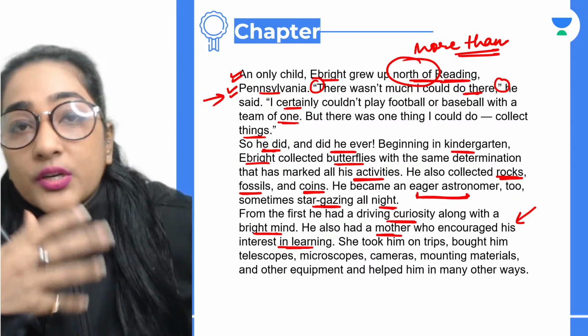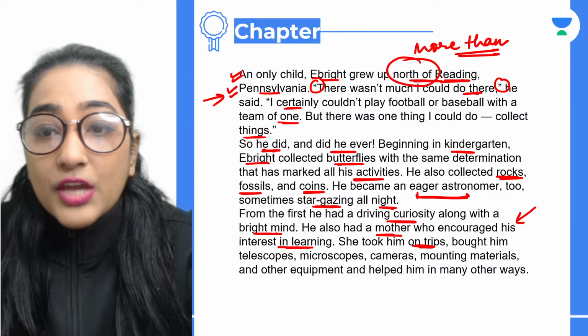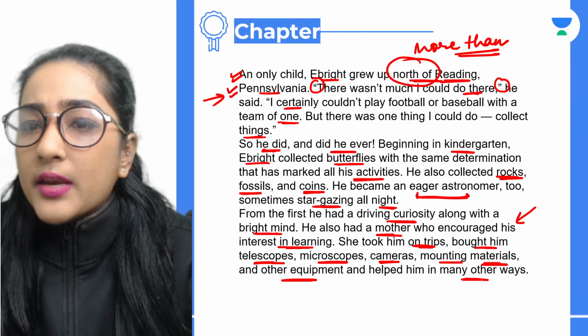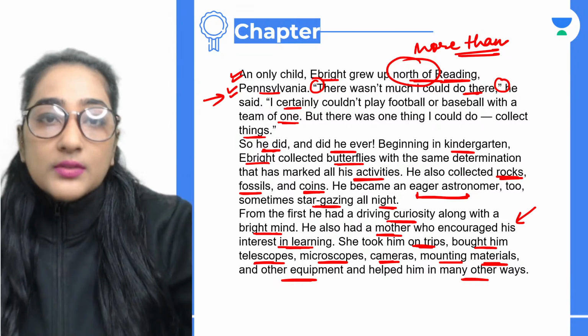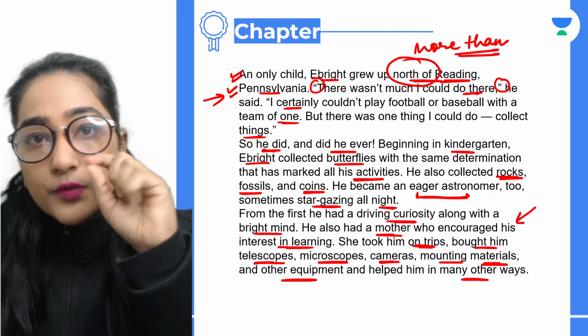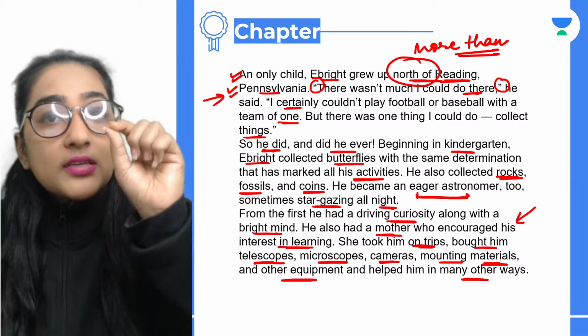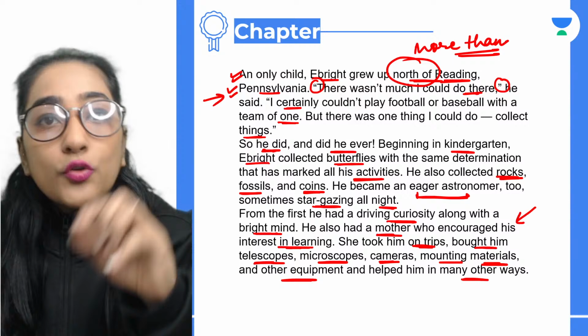So she used to take him on trips. She bought him telescopes, microscopes, cameras, mounting materials, and other equipment, and helped him in many other ways. Telescopes, when you want to see distant planets, or the moon, you need a telescope. Microscopes are used for watching microorganisms. For example, if you want to see what is there in the peel of an onion. You use the microscope, and micro basically means very small. So if you want to analyze anything small, you go ahead with microscopes. Then cameras in order to capture things, then mounting materials.